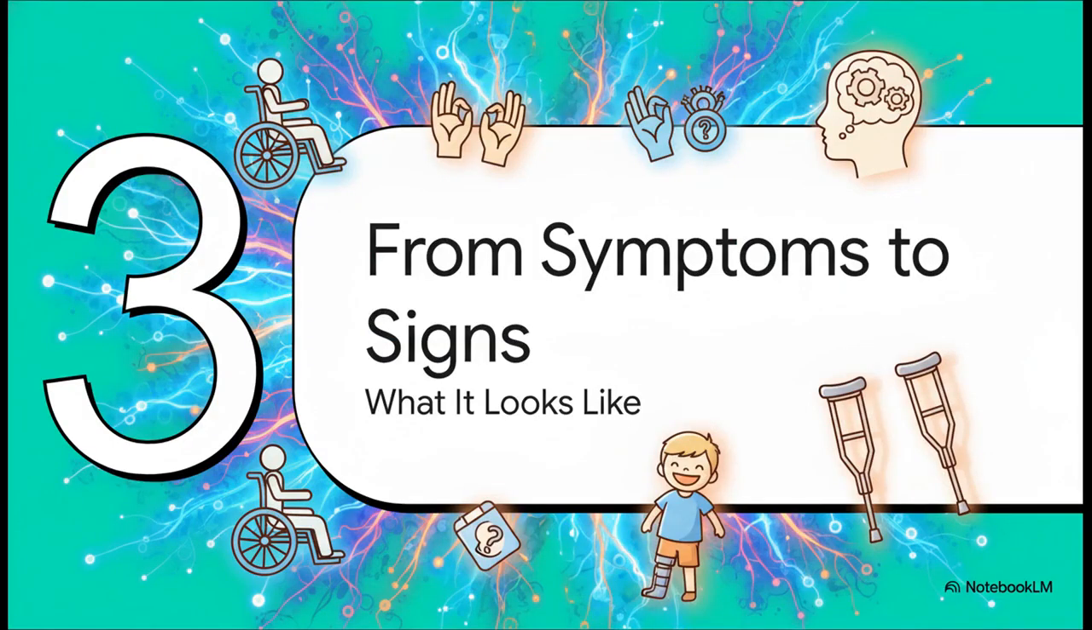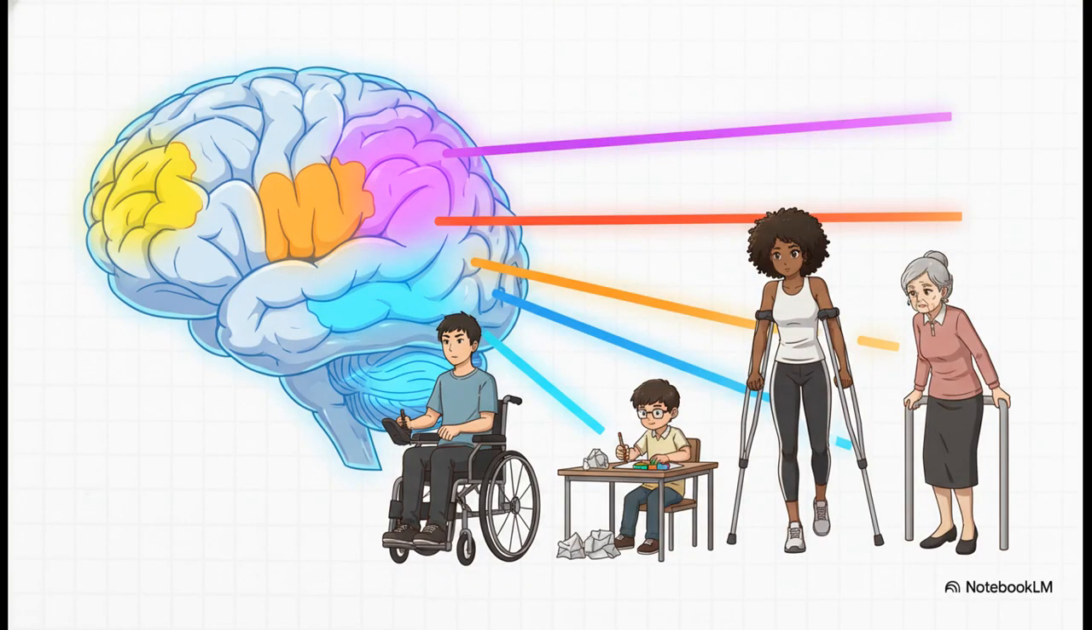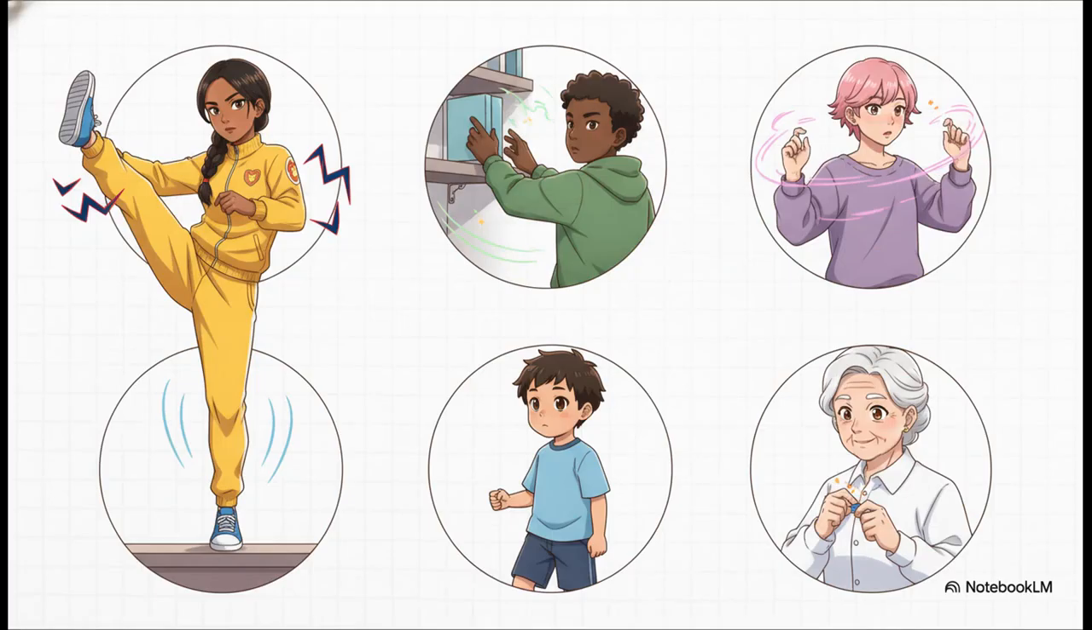Okay, so we've got the what and the why. But what does cerebral palsy actually look like day to day? Well, because the brain is just so incredibly complex and the injury can affect different spots, the signs can be, well, dramatically different from person to person. Yeah, the variety is huge. It all comes down to which parts of the brain were affected and how much. There's really no one-size-fits-all blueprint for how this shows up. So let's look at the main signs you might see. They all have to do with movement and muscle tone.